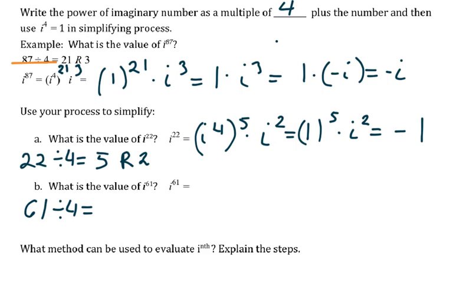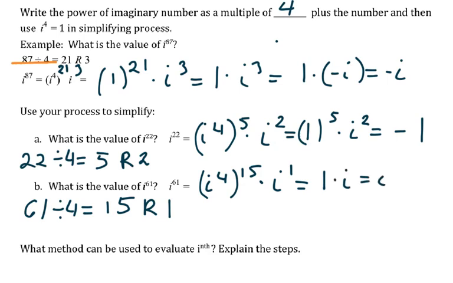So now 61 divided by 4. So 4 goes into 61 15 times. And then I'm going to have, because 4 times 15 is 60, a remainder of 1. So now I'm going to rewrite I to the 61st power as I to the 4th to the 15th. That will give you I to the 60 times I to the 1st. So I have 1 times I, which equals I.